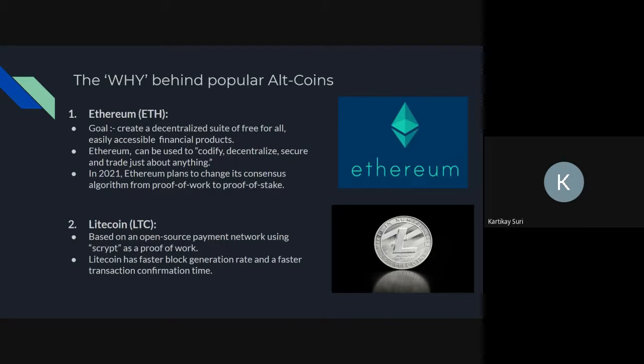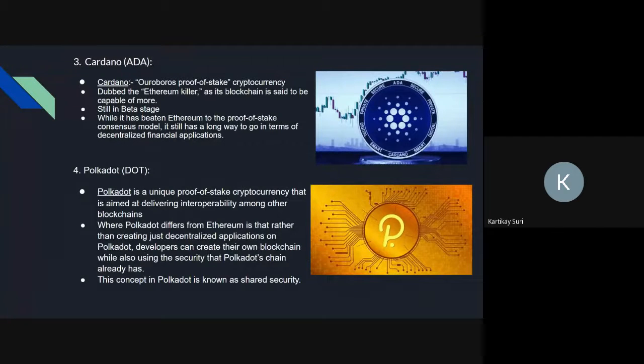Although Litecoin is like Bitcoin in many ways, it has a much faster block generation rate and hence offers a faster transaction confirmation time. For those of you who might know, Bitcoin has a 10-minute block generation rate, which is an average block generation rate, and it can process roughly 7 transactions per second. So Litecoin manages to overcome these problems by giving it a faster block generation rate and a faster transaction confirmation rate. Third, we have Cardano, symbolized by ADA.